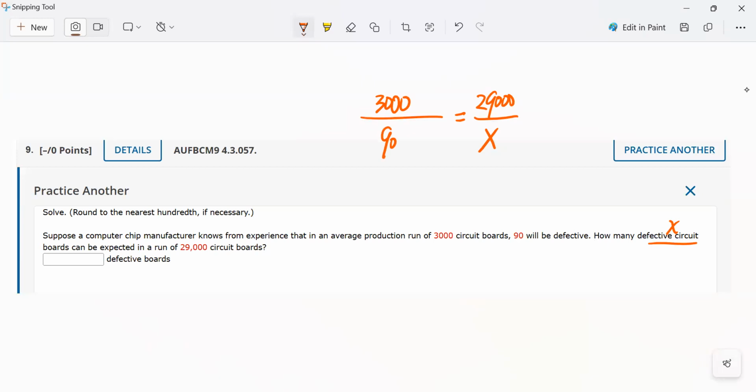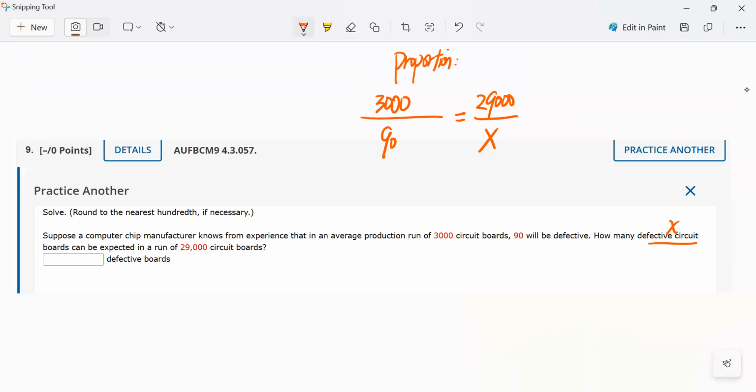They produce 29,000 circuit boards. They want to figure out how many of them are defective. Now basically here we cross multiply. This is what we call a proportion, and this is a very useful technique, extremely useful for solving any kind of proportional unknown variables, right?